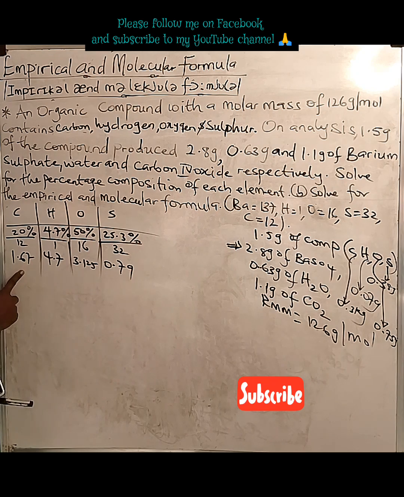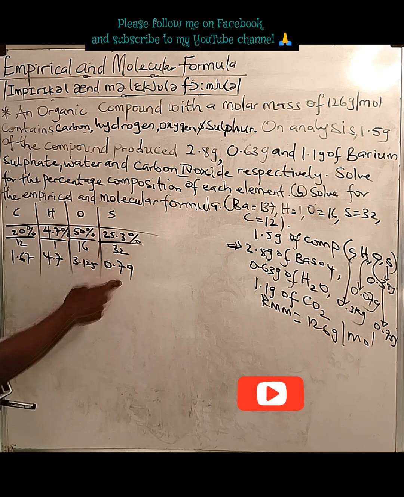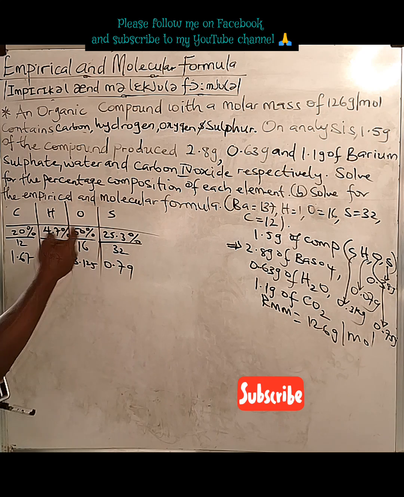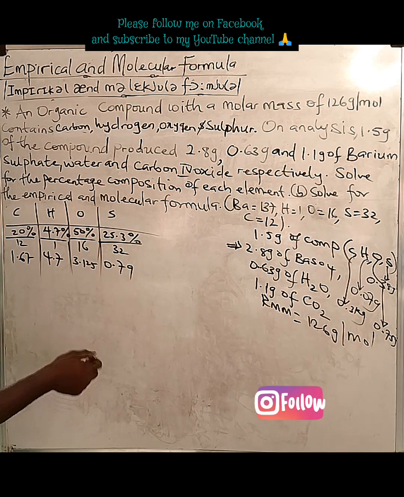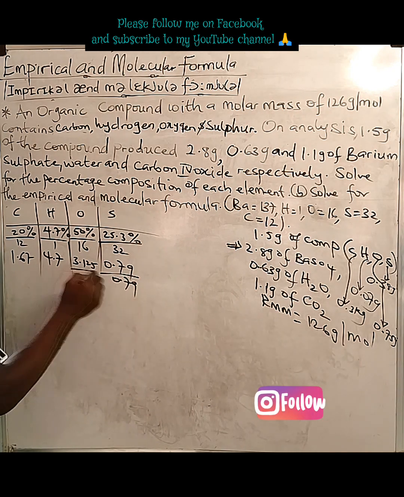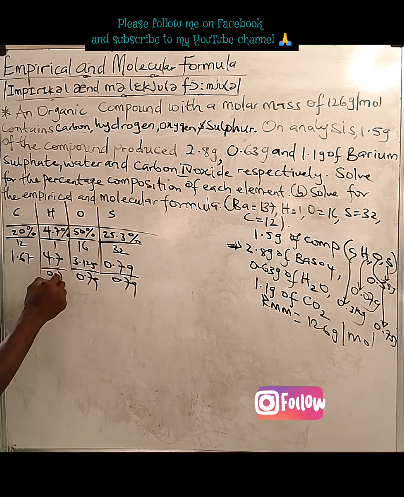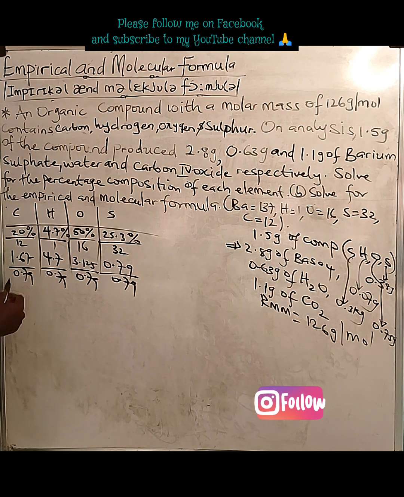Now we can see the values: 1.67, 4.7, 3.125, 0.79. The least among them is 0.79. It's going to divide all of them. So you're going to divide 1.67 over 0.79. Let's use our calculator to do that. 1.67 divided by 0.79 will give us 2.11.